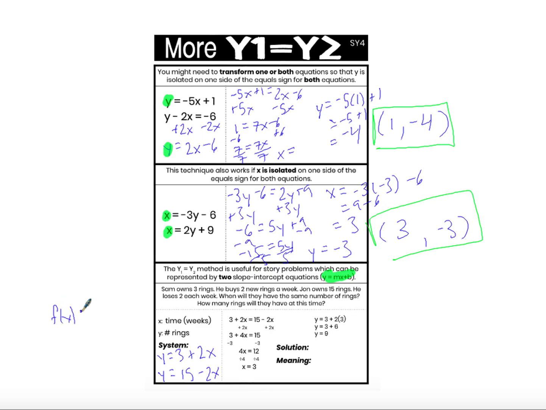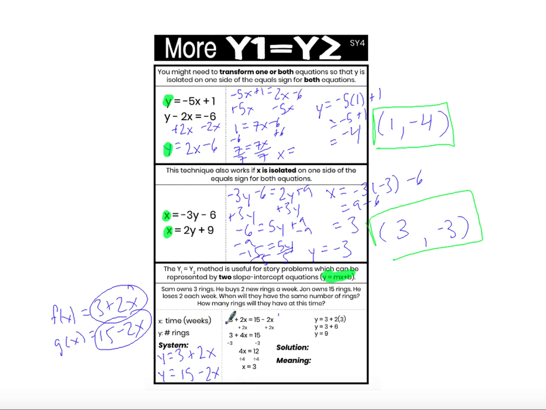Tangentially, we could have written this in function notation: f of x equals 3 plus 2x, g of x equals 15 minus 2x. And actually, I think this would be really clear that f of x and g of x are not always equal to each other, but at the solution they are. And then we would still just set up the equation this way. So 3 plus 2x equals 15 minus 2x, just at the solution, just at that moment in time when Sam and John have the same number of rings.